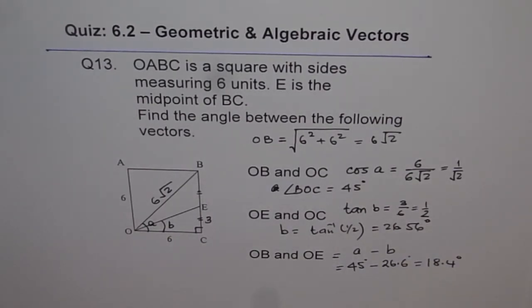So that's how we are going to calculate the angle. So basically we use the trigonometric ratios to find the angle between the vectors.